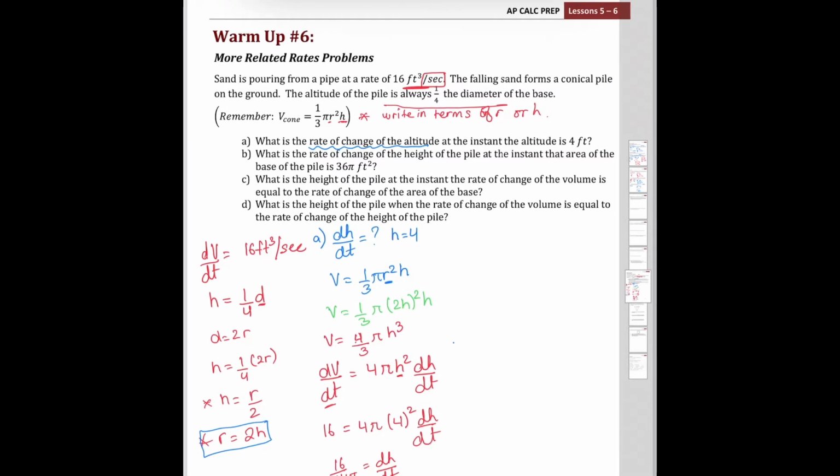Part B. What is the rate of change of the height of the pile at the instant that the area of the base of the pile is 36 pi square feet? So here again, they're asking me to find dH/dt, but I'm not given the height or the radius, because if I was given, I could have used one of these relationships and found the dH/dt, right? Because my dV/dt is given to us. So, but what is given to us? The area of the base.